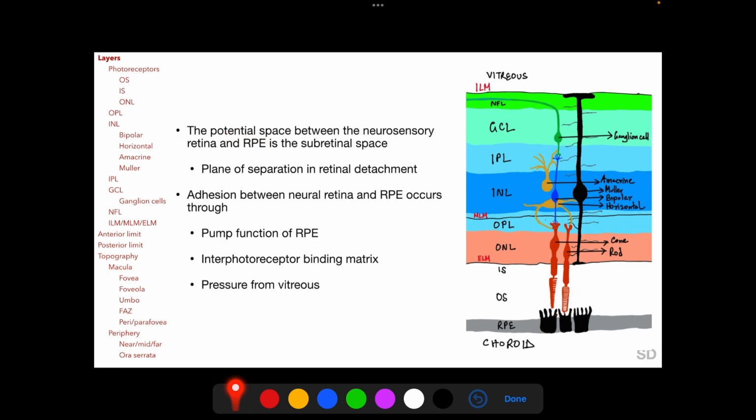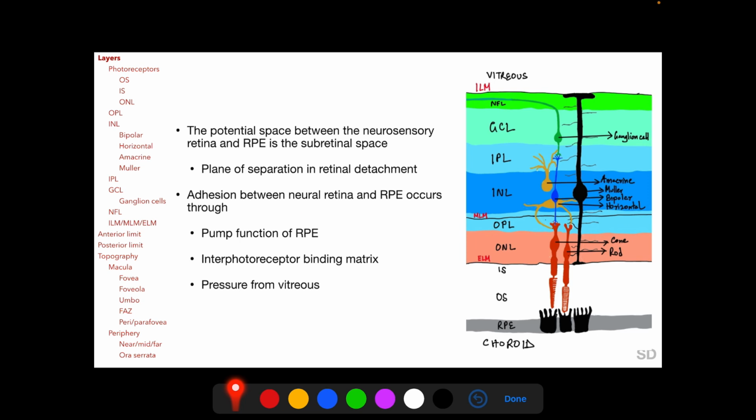The potential space between the neurosensory retina and the retinal pigment epithelium is called the subretinal space and is the plane of separation in retinal detachment. The external limiting membrane is said to form the roof of the subretinal space, and accordingly the inner and the outer segments of the photoreceptors lie in the subretinal space with interphotoreceptor binding matrix between them.